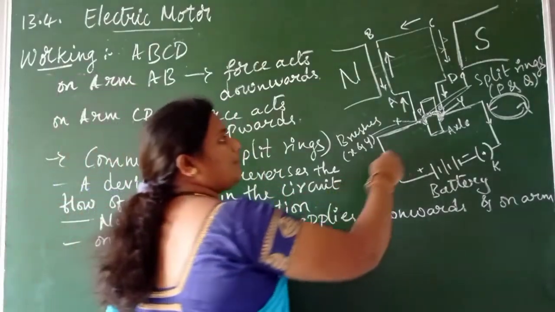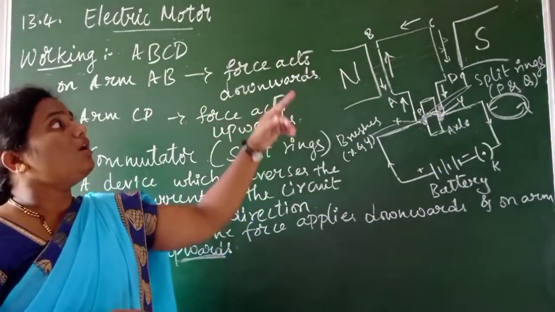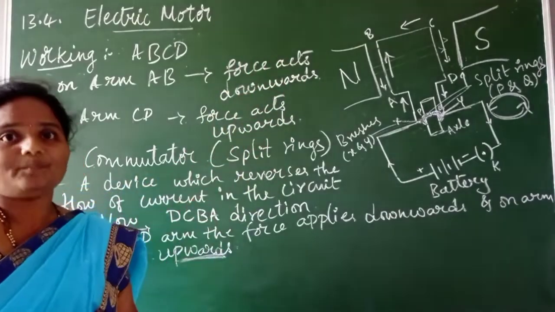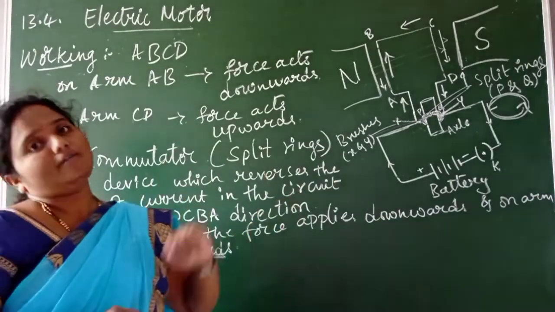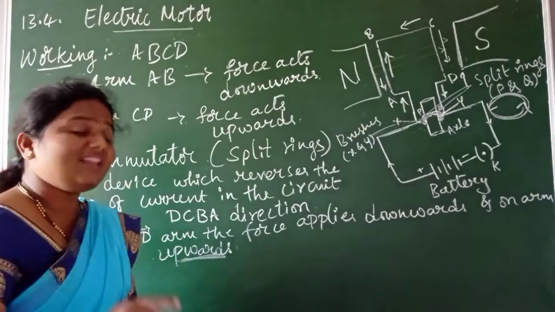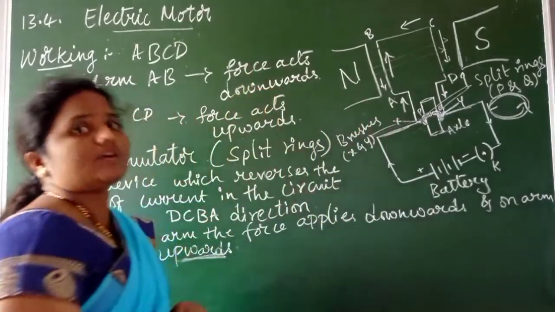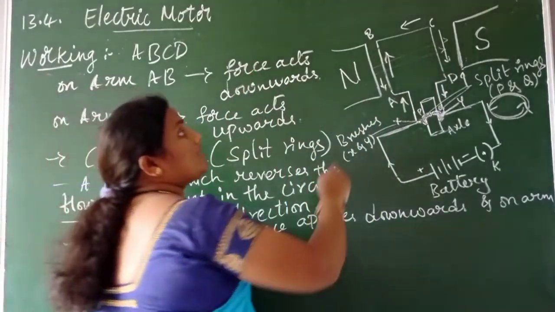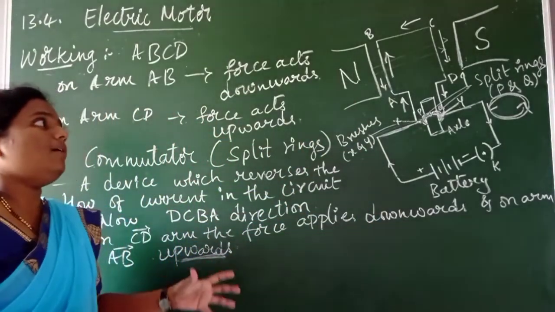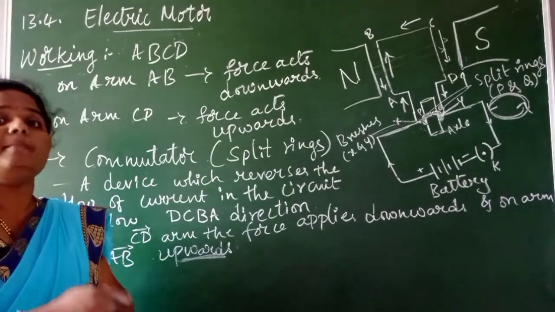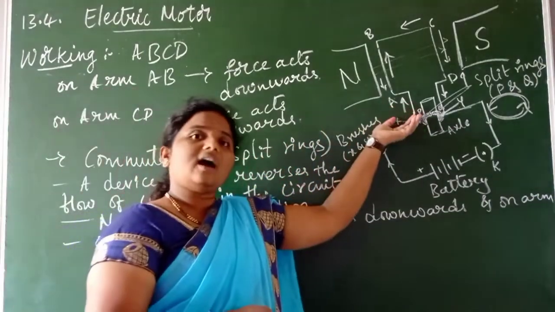So with the help of a commutator, the reversal of current takes place. Now the current flows through in the DCBA way. In this direction the current starts flowing. When this happens, there should also exist a force, isn't it, children? So now the coil has a force acting downwards on arm CD, whereas on arm AB the force is acting in the upward direction. Because of this, the coil and axle will make a continuous rotation. Initially, what happened? They were making only a half rotation.